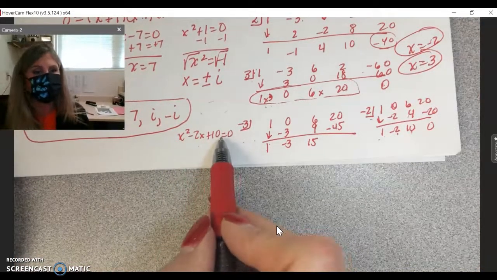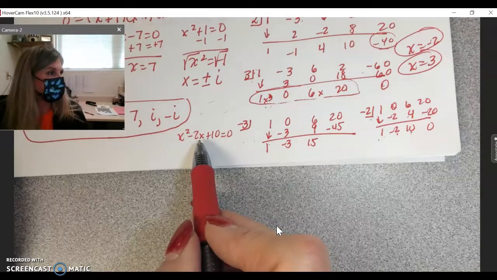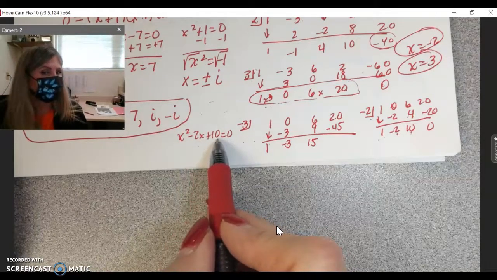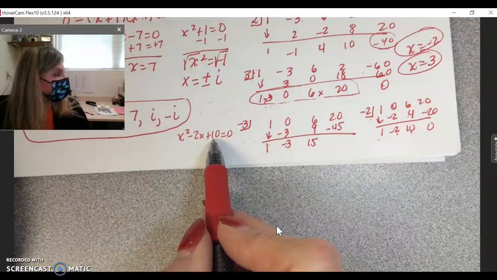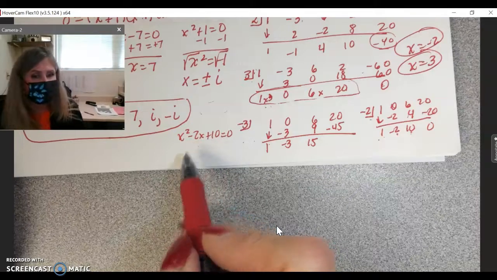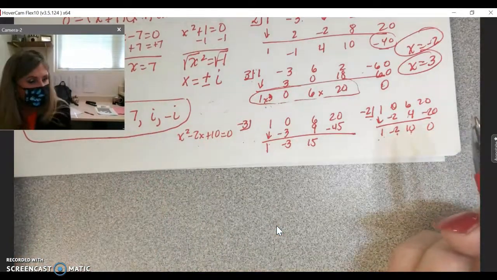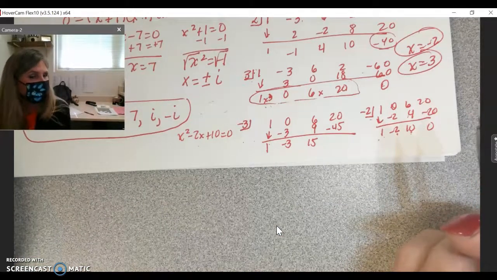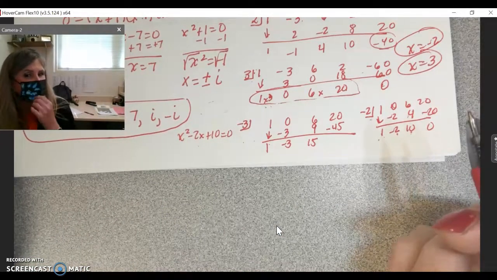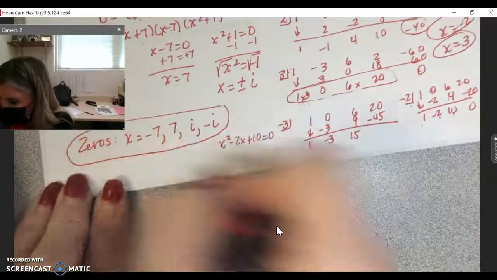Are there numbers that multiply to be 10 and add to be 2? What are numbers that multiply to be 10? 2 and 5, 10 and 1, do they add to be 2? No. So what I'm going to have to do instead is I can use the quadratic formula or I could use completing the square. Which do you guys find easier? Okay, quadratic formula I heard somebody say.